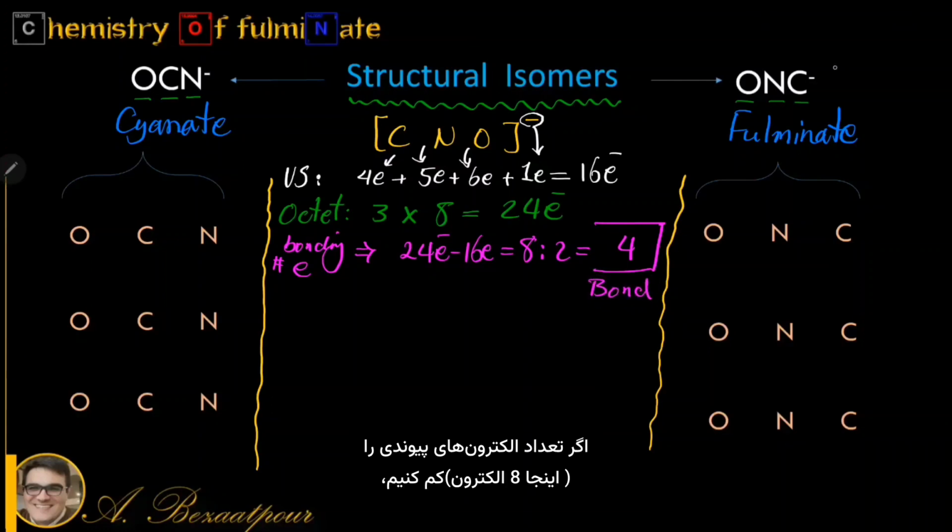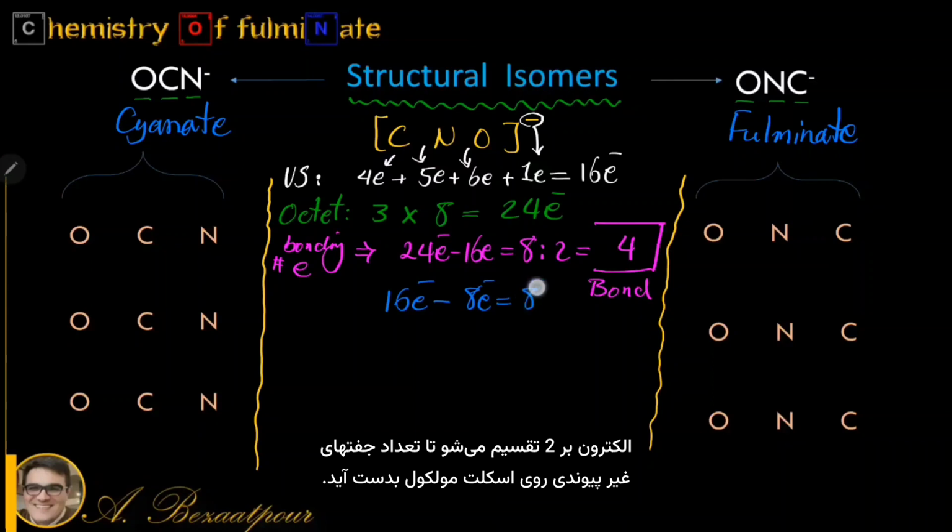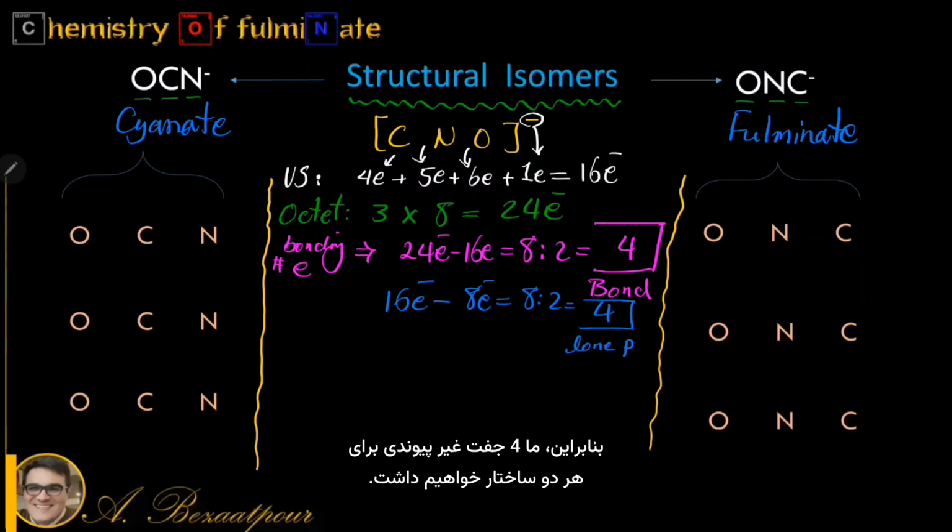If we subtract the number of bonding electrons, here 8 electrons, from the valence shell electrons, here 16 electrons, the number of non-bonding electrons is obtained: 8 electrons. That is divided by 2 to get the number of lone pairs on the molecule skeleton. So we will have 4 lone pairs for both structures.